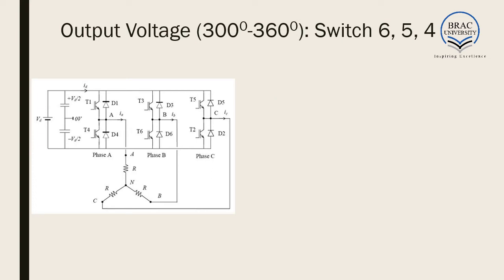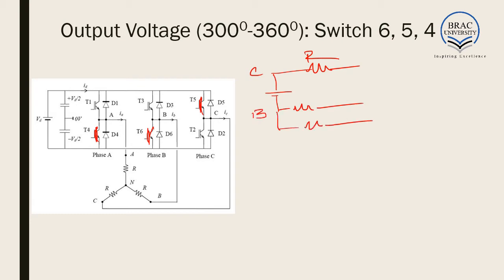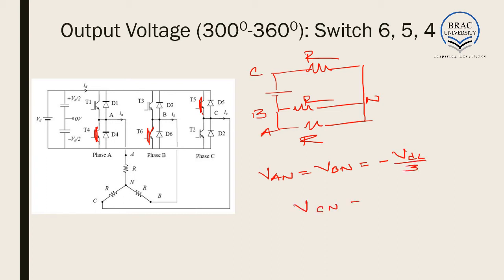For the next 30 degrees, switches 6, 5 and 4 are on. This is switch 6, this is switch 5, this is switch 4. The positive is connected to phase C. This is our phase C, and the negatives are connected to phase B and A. They are all connected to the neutral at the other end. So, by similar convention, VAN is equal to VBN is equal to minus VDC by 3, and VCN is equal to 2 VDC by 3.